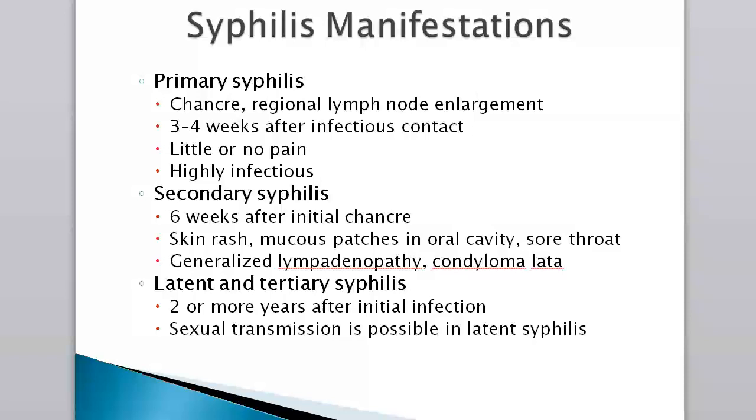And that's the next one, called latent, in which, without treatment, the secondary lesions resolve and a latent period occurs, during which time the person will start to exhibit no symptoms at all, and during the early part of this stage, sexual transmission is possible. This may last 1 year to a lifetime.